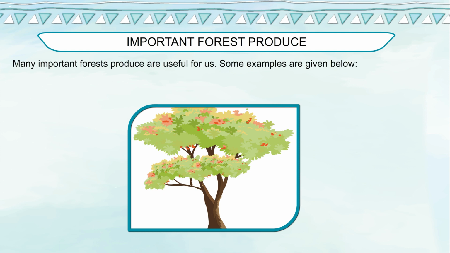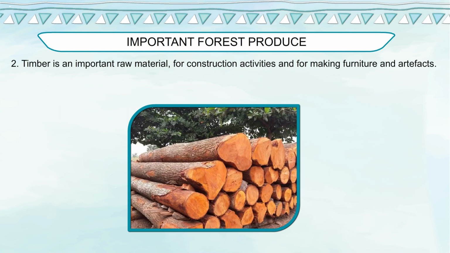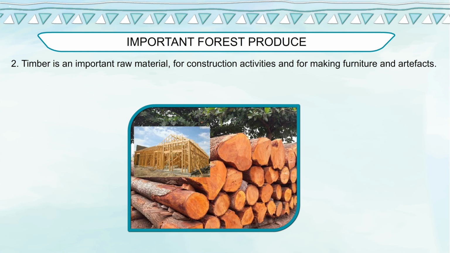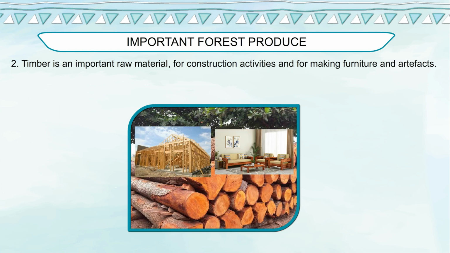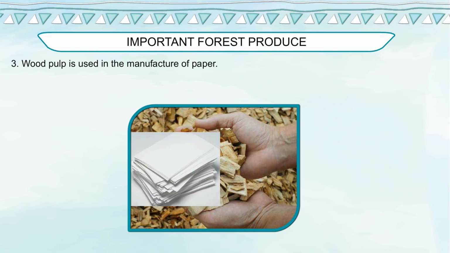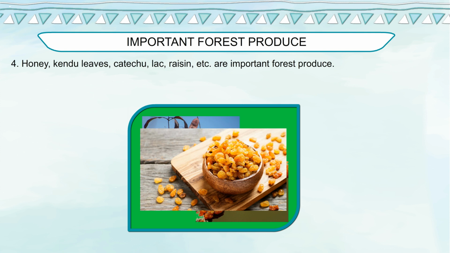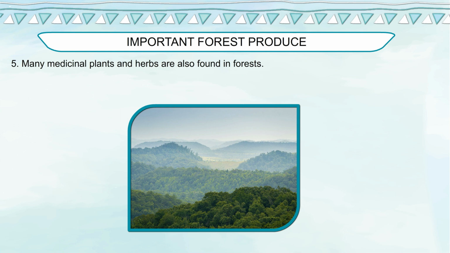Important forest produce. Many important forest produce are useful for us. Some examples are given below. 1. Firewood and dry leaves are used as kitchen fuel in villages which are close to a forest. 2. Timber is an important raw material for construction activities and for making furniture and artifacts. 3. Wood pulp is used in the manufacture of paper. 4. Honey, kendu leaves, kechu, lac, resin, etc. are important forest produce. 5. Many medicinal plants and herbs are also found in forests.